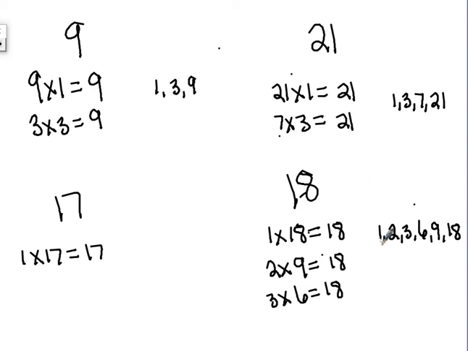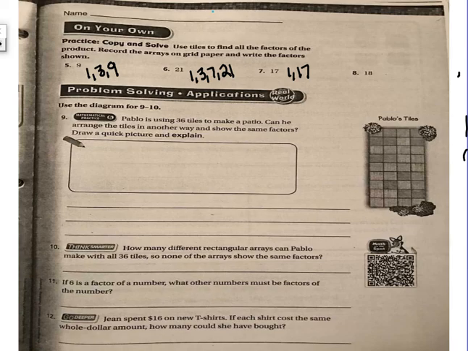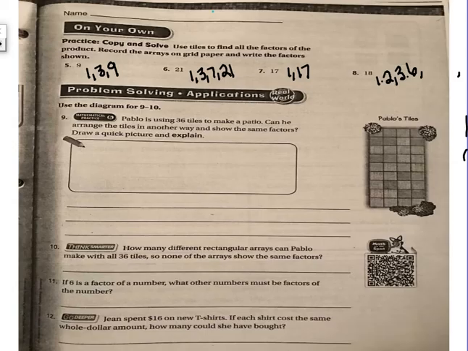Okay, see where I'm pulling all these numbers from? 1, 2, 3, 6, 9, and then 18 itself. Okay? So I'm going to write those down here. 1, 2, 3, 6, 9, and 18. Okay?